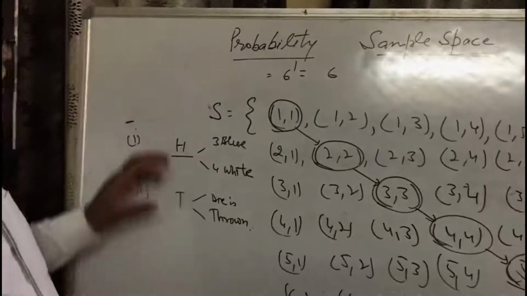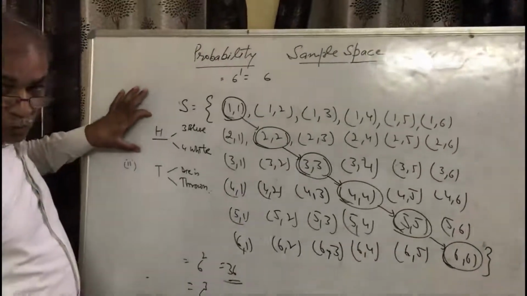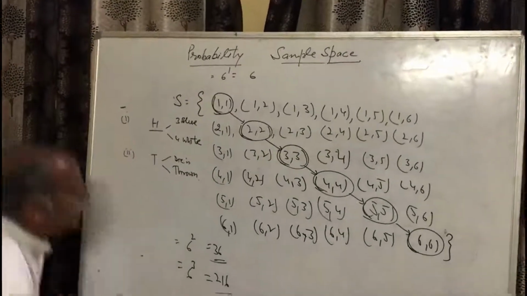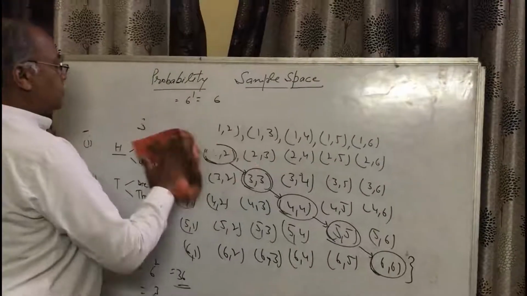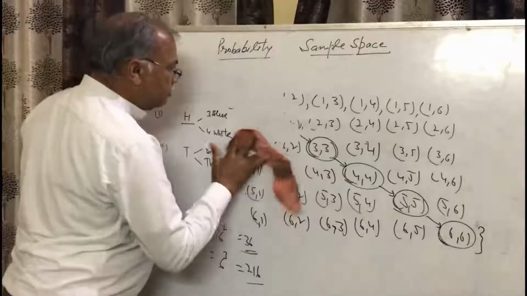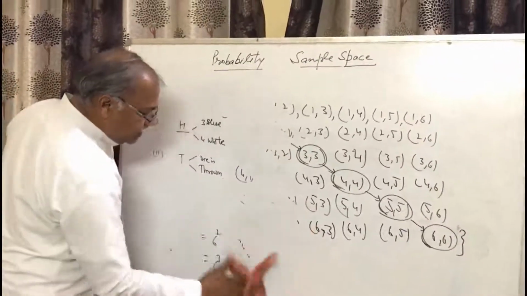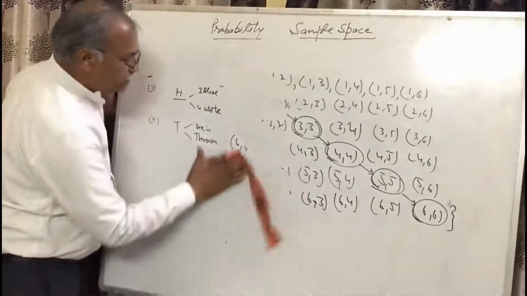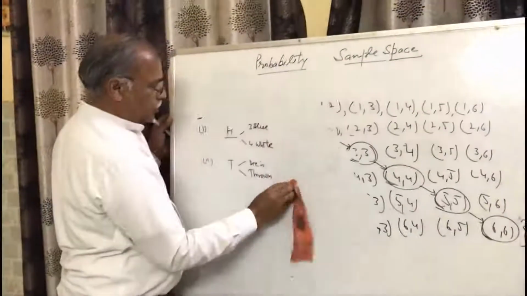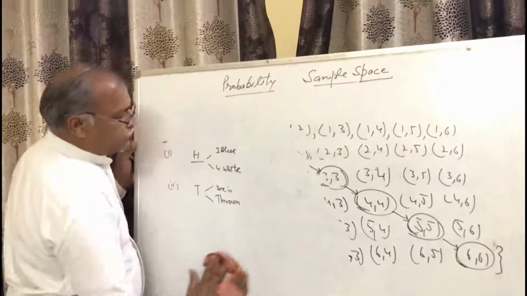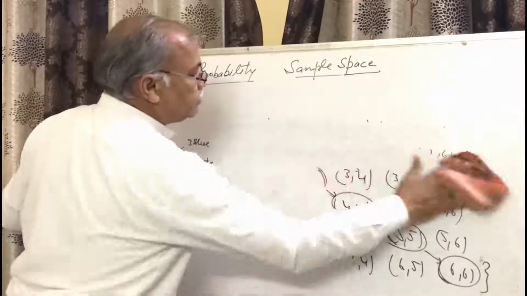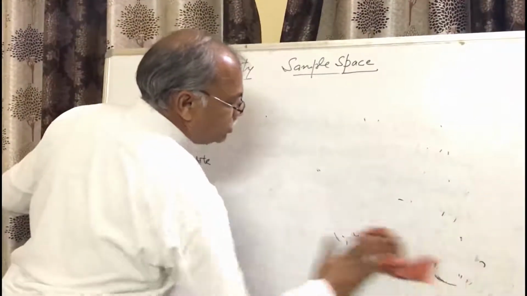Let us see. First of all, we throw the coin, we toss the coin. First sample space is throwing the coin. Possible outcomes are, just imagine, just think, when we throw the coin, possible outcomes are head or tail. And the statement says that when head comes, we draw a ball from the bag containing 3 blue and 4 white balls. So let us try to write down the sample space.